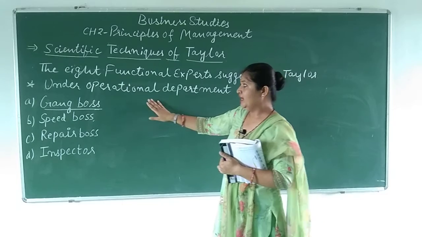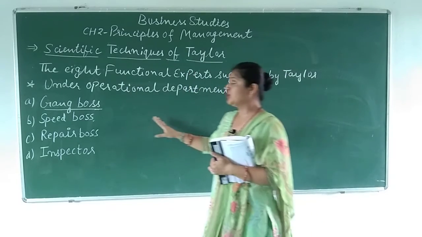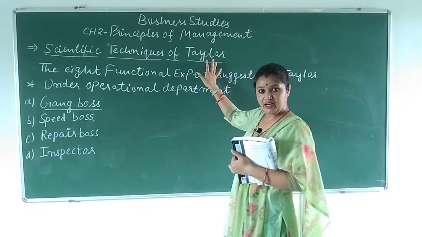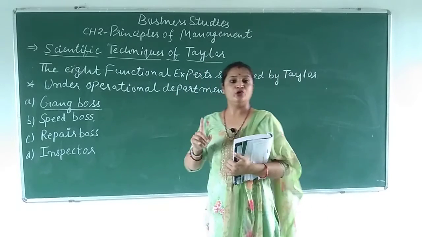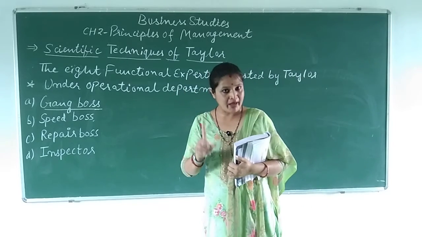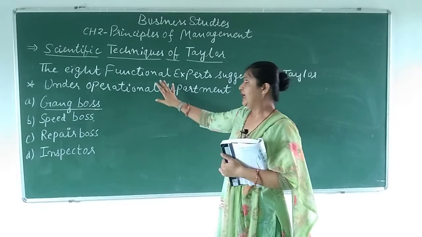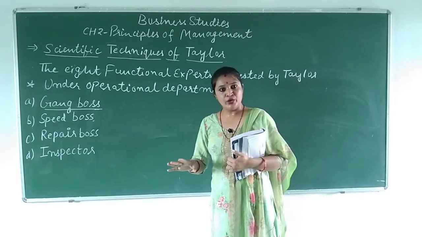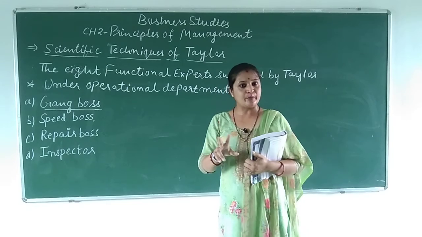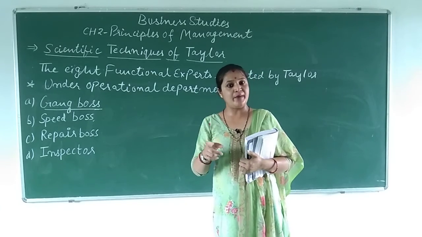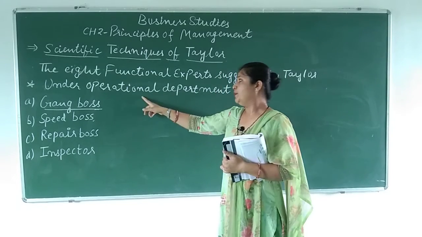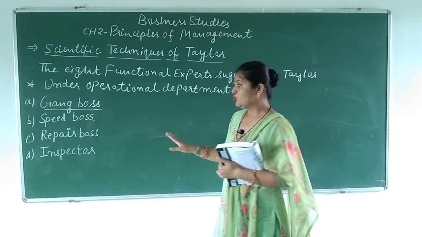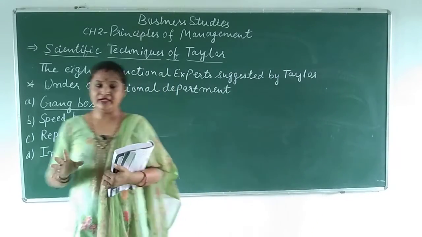So these are the total 8 experts we have studied today, under the scientific techniques of Taylor. Today we did functional foremanship, and in that we discussed the 8 functional experts suggested by Taylor under 2 departments. The first is the planning department, and the second is the operational department or production department. So this is the first technique.